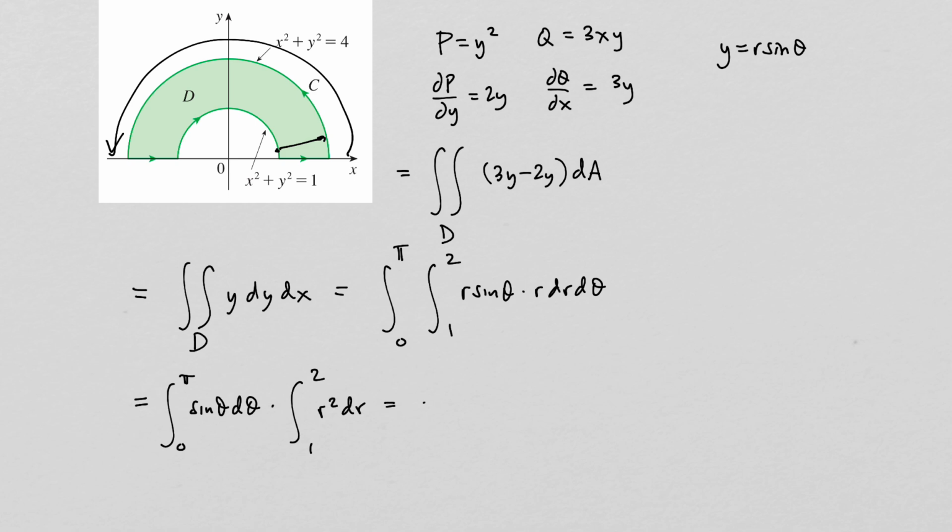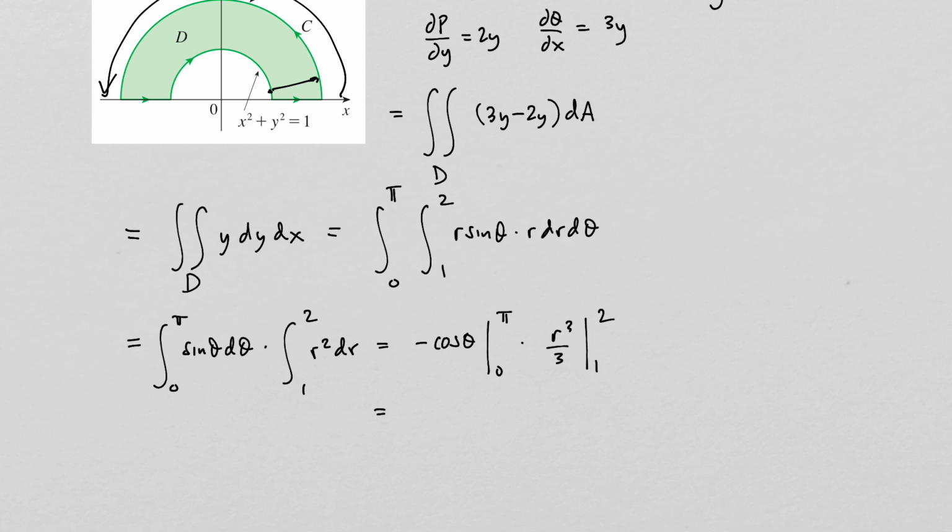And so this is going to give us negative cosine of theta from 0 to pi, multiplied by r cubed over 3 from 1 to 2. Plugging in the limits, we have negative 1 minus negative 1 again. Multiplied by 8/3 minus 1/3. And so this is 2 multiplied by 7/3, which is 14 over 3. And that concludes this video lesson.